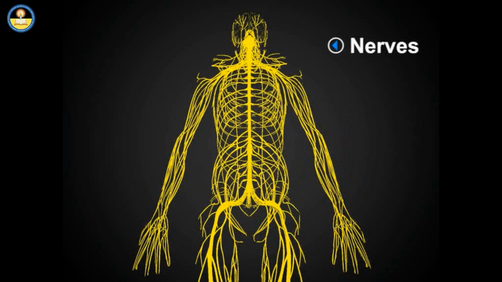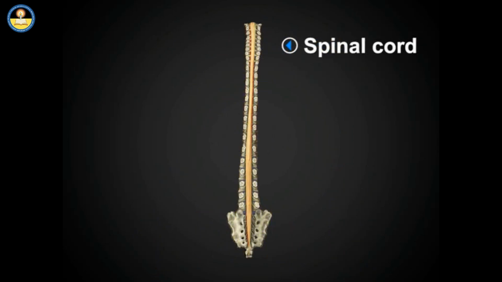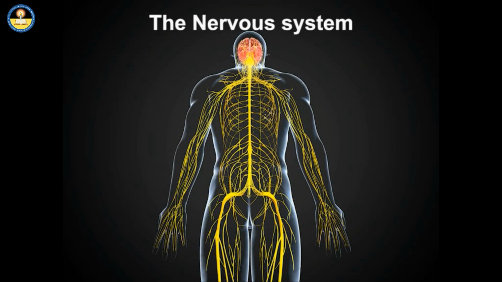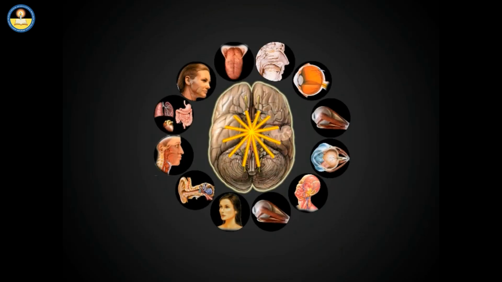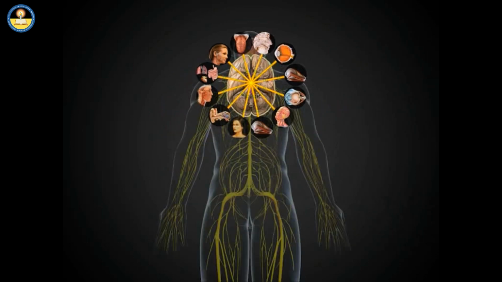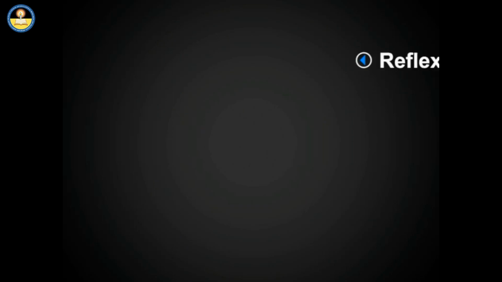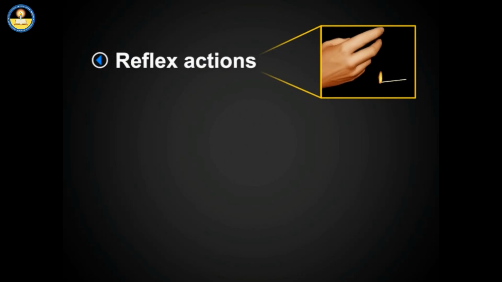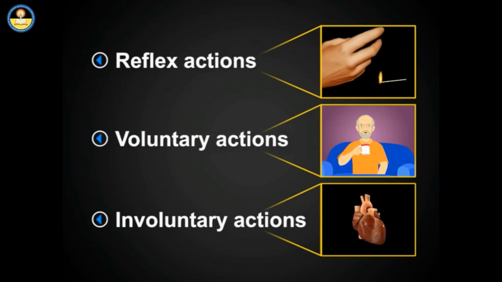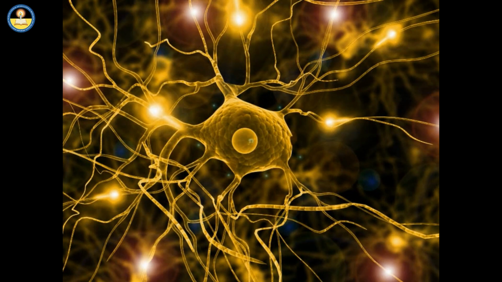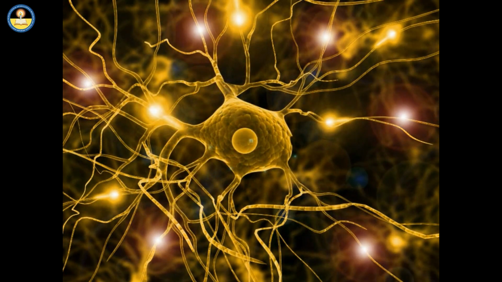The brain, nerves, and spinal cord make up the nervous system. The sense organs detect changes in surroundings and pass this information to the central nervous system, which after processing the information acts through the muscles. Reflex actions, voluntary actions and involuntary actions are the various types of responses as the outcome of the instructions given by the central nervous system.